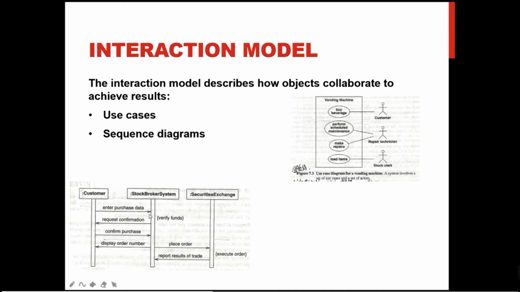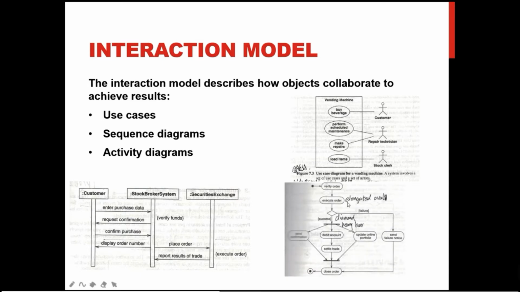And for the sequence diagram, it mainly focuses on the sequence of messages among different objects. The third one is the activity diagram. It mainly focuses on the flow of activities to implement some algorithm or workflow.